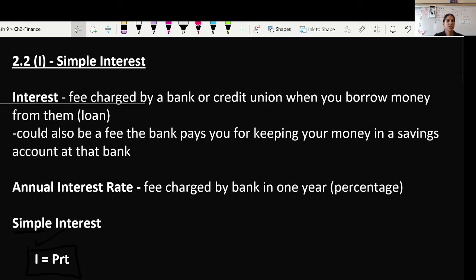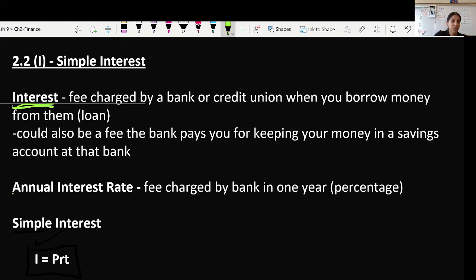Today we're looking at 2.2 part 1, simple interest. You'll find this all in your workbook, but I'll quickly run through it. Interest is a fee charged by a bank or credit union. This is what I'm looking at here. When you borrow money from them, it's called a loan. It could also be a fee the bank pays you for keeping your money in a savings account at the bank.